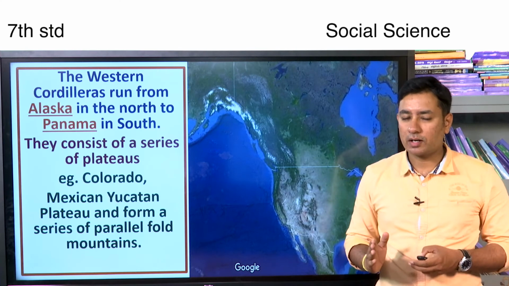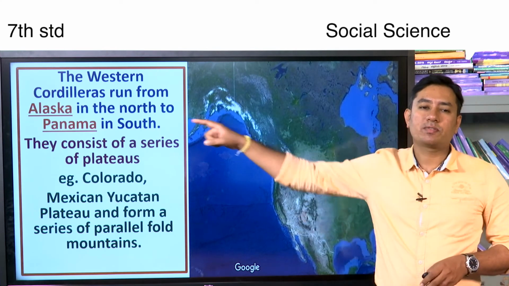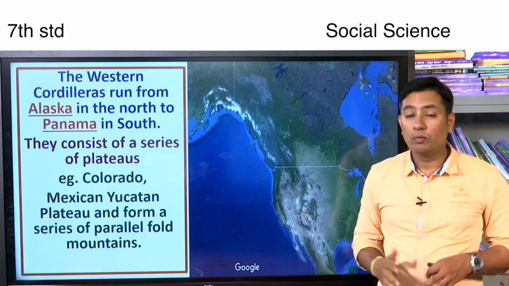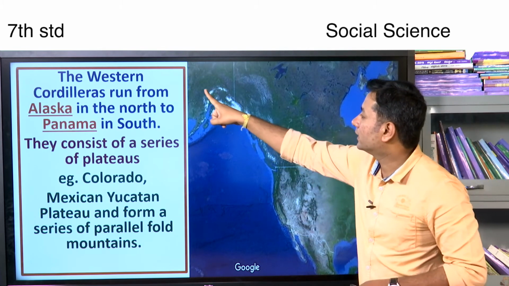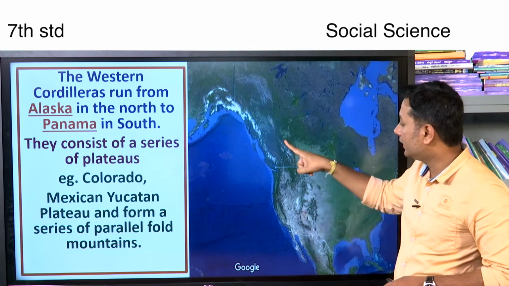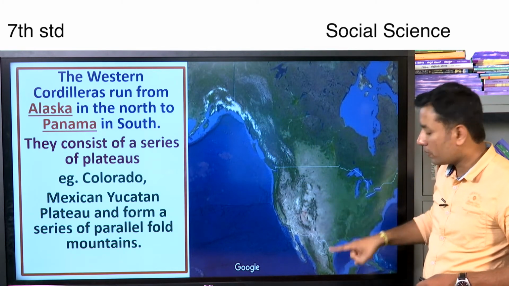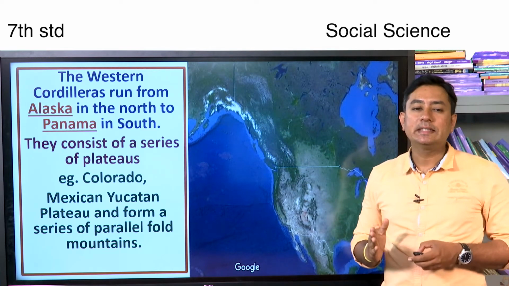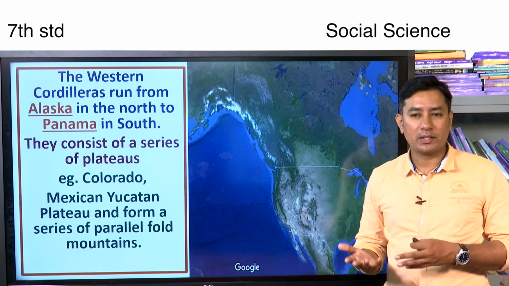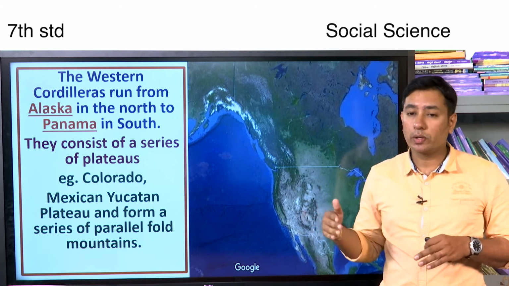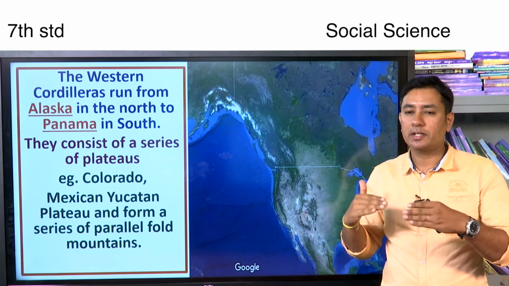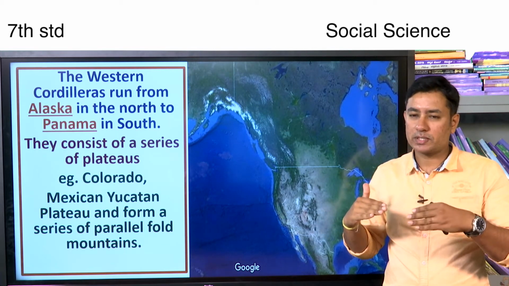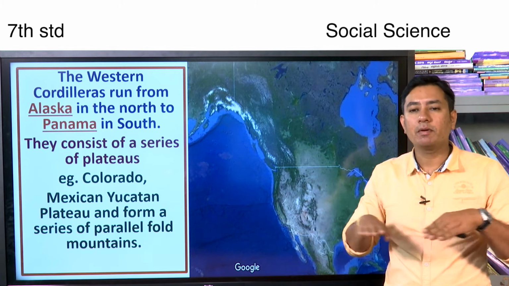The Western Cordilleras, which I told you, runs from Alaska to Panama. Where is Alaska and where is Panama? See, this is Alaska, the mountains of Alaska. From here, it runs all through to Panama. They consist of a series of plateaus. Plateaus are nothing but, earlier, during olden times, they were like mountains. Later on, due to denudation or many other weathering processes, it became flat now.